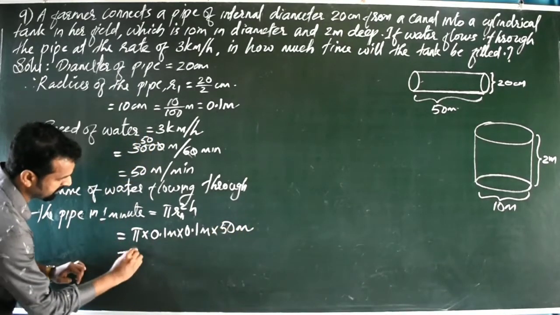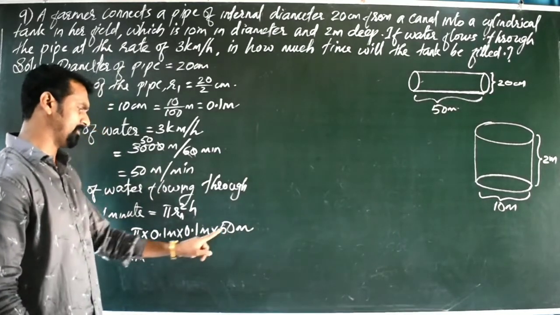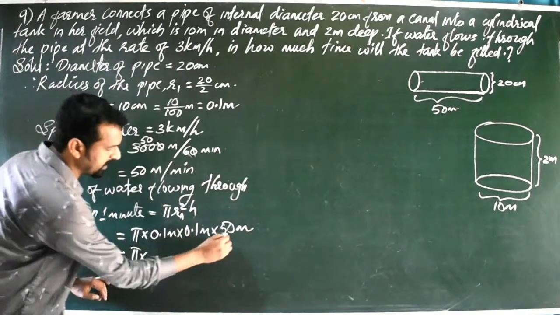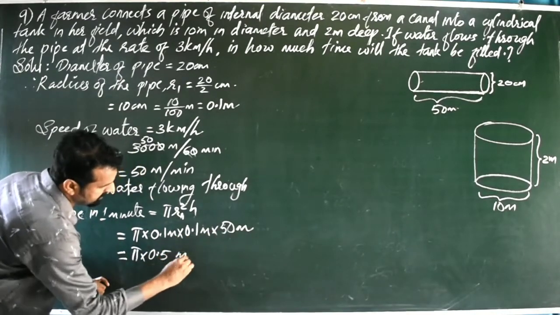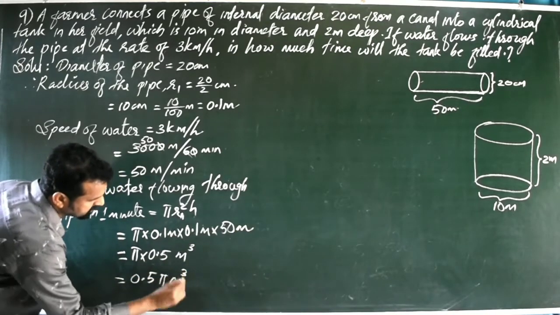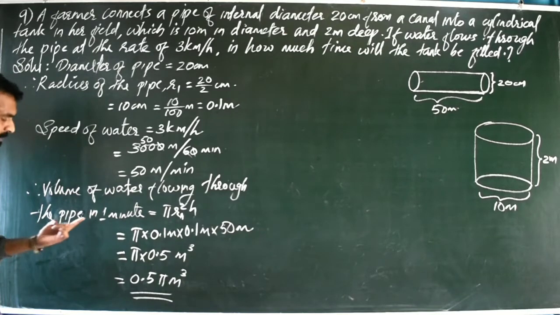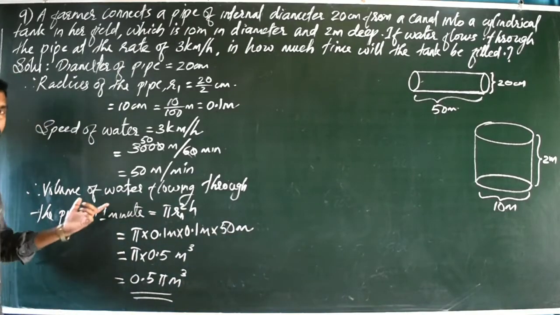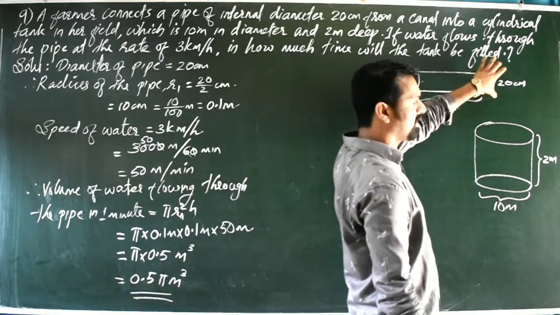Then that is equal to pi into 0.1 into 0.1 into 50. 50 into 1 is 50, and we have to put 2 decimal places there, so it will come 0.5 meter into meter into meter, that is meter cube. We can write 0.5 pi meter cube. That is the volume of water flowing through the pipe in 1 minute. In 1 minute, 0.5 pi meter cube of water will flow through that pipe.